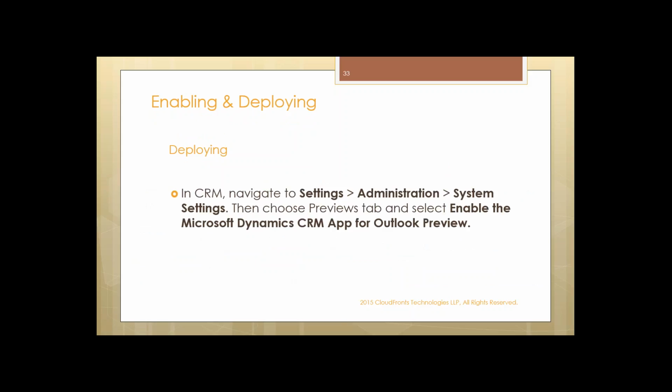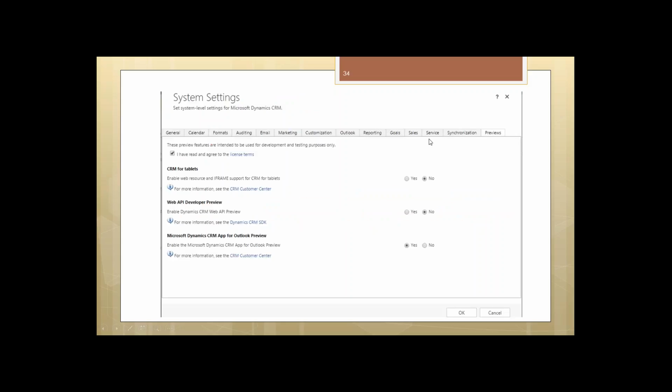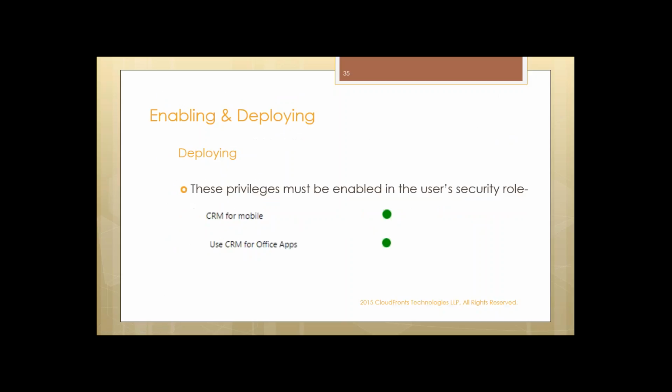Also in the CRM, you would need to do a few settings. You need to navigate to your settings, to the administration, and then go into system settings, where in the previews tab, you need to select enable the Microsoft Dynamics CRM app for Outlook preview. Here's the snapshot of it. In the previews tab, you need to agree to the license terms they have mentioned, set this to yes and click OK. Once this is done, this particular add-in is available.